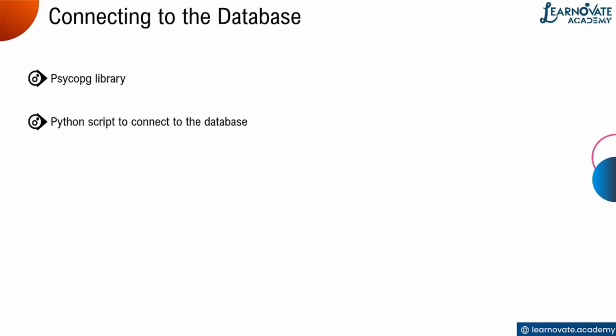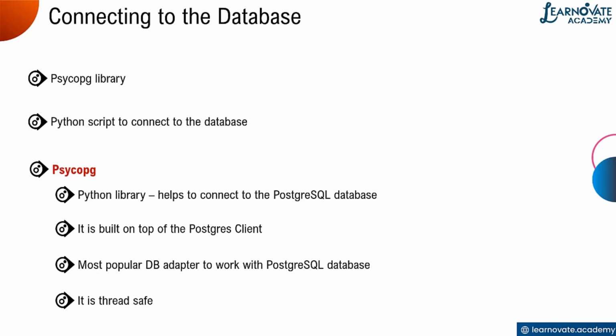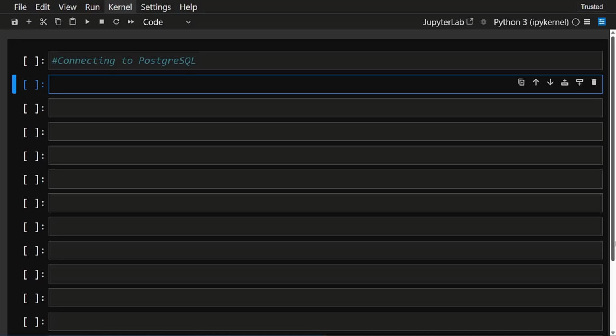Before we get into it, let us see what the Psycopg library is. It is a Python library that helps us to connect to a Postgres database. It's built on top of the PostgreSQL powerful client. Psycopg is the most popular Postgres database adapter for the Python programming language. Its main features are the complete implementation of the Python database API specifications, and it is thread safe. Let's move over to the Jupyter Notebook, install this library, and start working with this module.